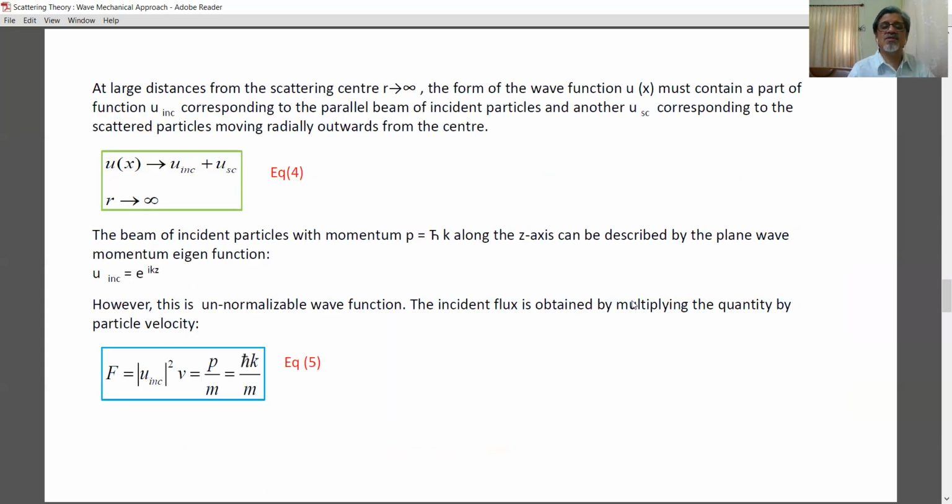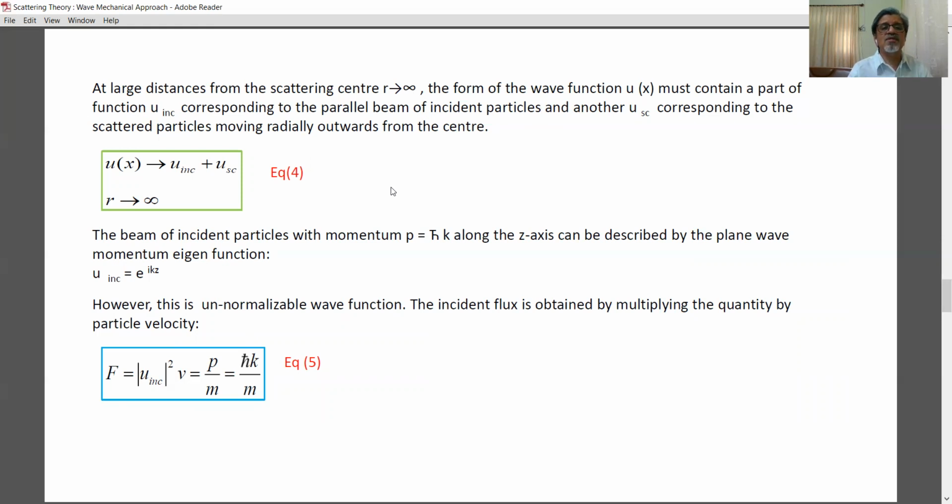Now at larger distances from the scattering center, at r tending to infinity, the form of the wave function u(x) contains two parts. One is u incident and another is u scattered. The function u incident corresponds to the parallel beam of incident particles, and u scattered corresponds to the scattered particles moving radially outward from the center. So at a very large distance from the scattering target on the right-hand side, u(x) has two components, as shown in equation 4. One is u incident, that is a plane wave, and the second is u scattered, that is the spherical wave at very large distance. That is shown by equation 4.